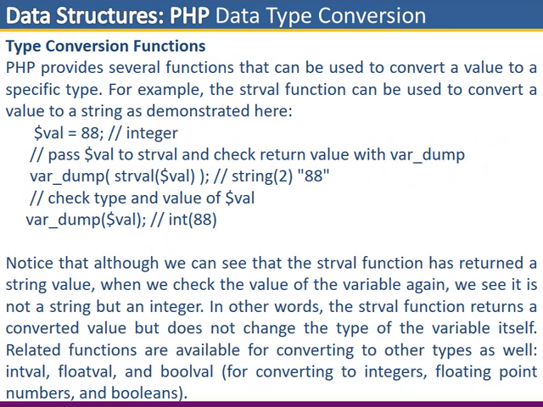So we have the type conversion functions. PHP provides several functions that can be used to convert a value to a specific type. We have the strval function, which can be used to convert a value to a string as demonstrated. The strval function in PHP converts any value into a string. So we have the example below showing how it is used.